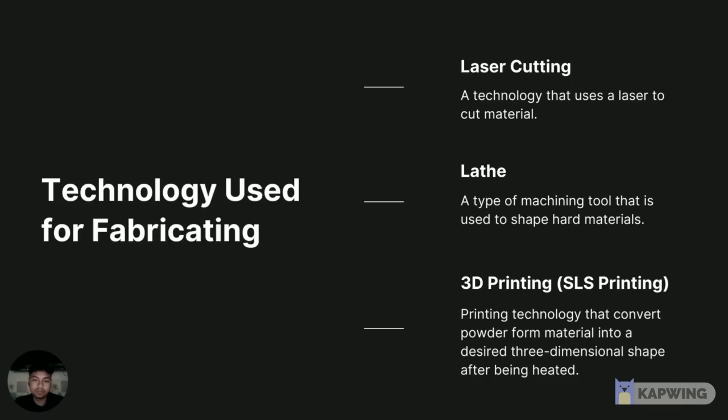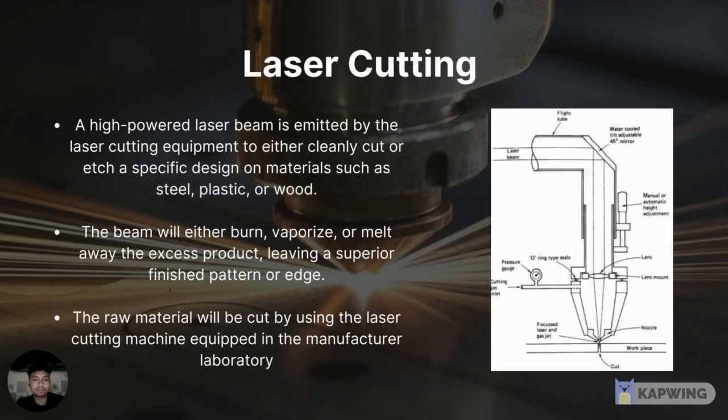First, we use laser cutting, a technology that uses a laser to cut material. Next, the lathe machine, a type of machining tool that is used to shape hard materials. Lastly, 3D printing, which in this case, we use SLS printing technology that converts powder form material into a desired 3-dimensional shape after being heated.